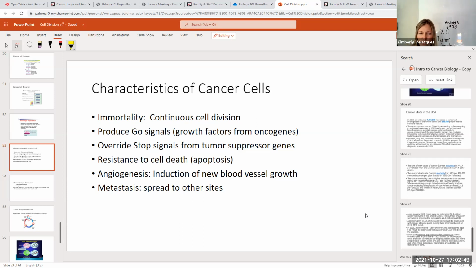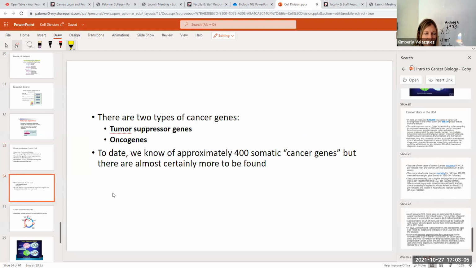They're resistant to apoptosis. They induce blood vessels to grow to them, as I mentioned before, and they can spread to other sites. I know I'm kind of rushing through these slides, but if you want to read them in more detail, definitely look at the PowerPoint presentation that I'm going to post.